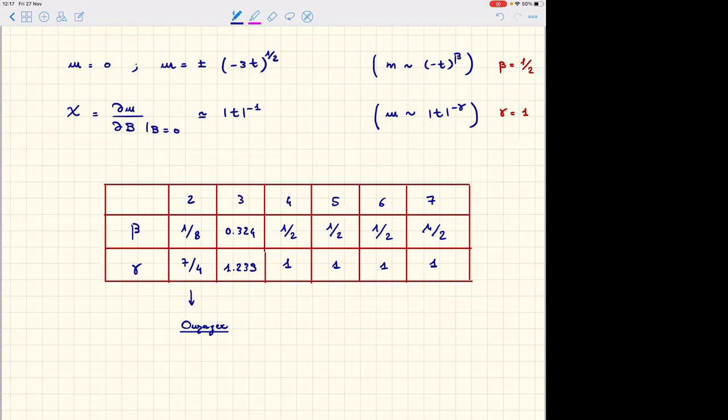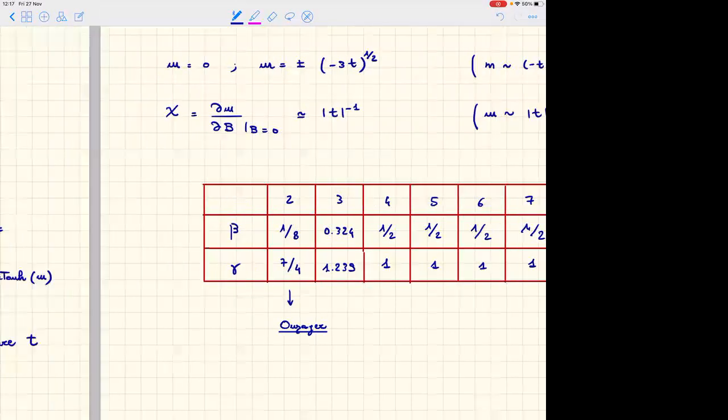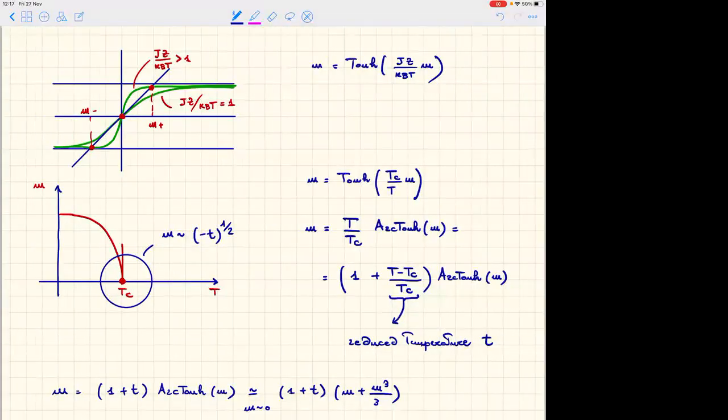Okay? Professor? Yes. I'd like to ask something. Yeah. What if B is not equal to 0? What would happen to all of this? Because the assumption a while ago is the magnetic field is 0. Yeah. Oh, so you're asking me about the magnetic field, well, yes.